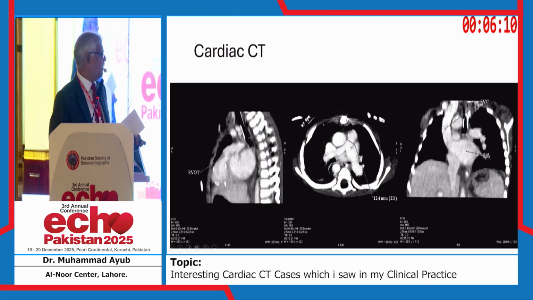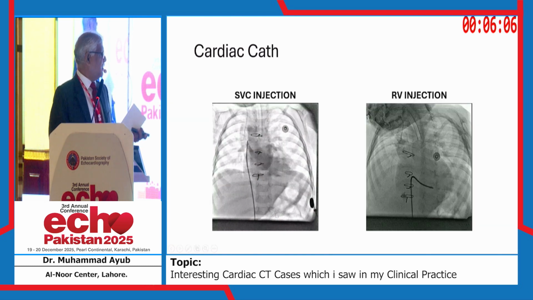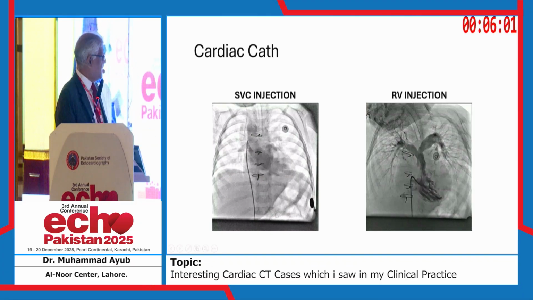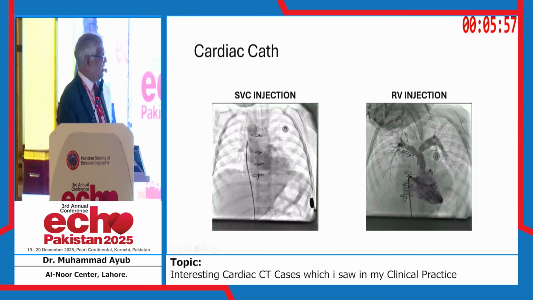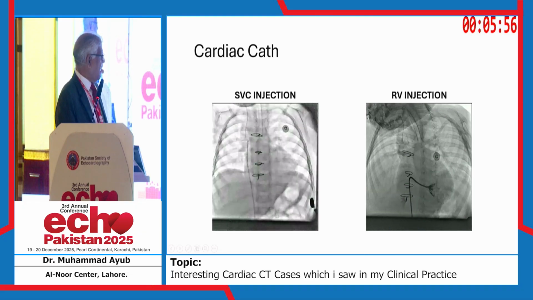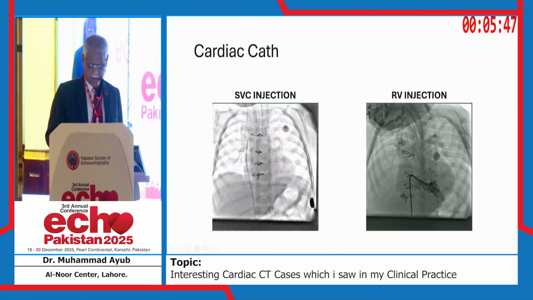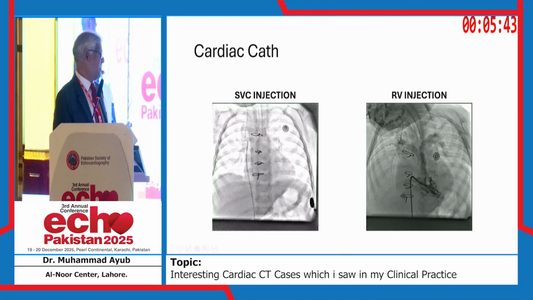They also confirmed it with the conventional cath. You see that the pulmonary arteries are okay, the RVOT has been adequately repaired, but this injection in the SVC leads to direct filling of the LA and LV. So they opened it again and did the surgery.